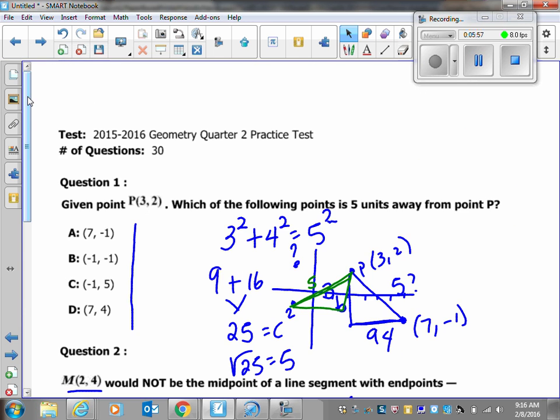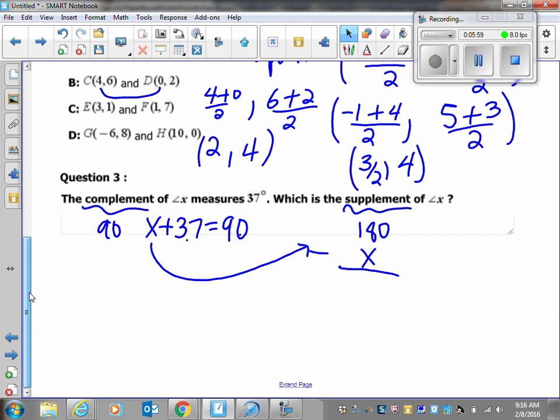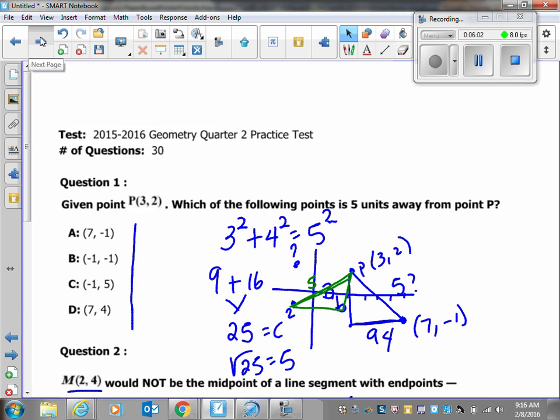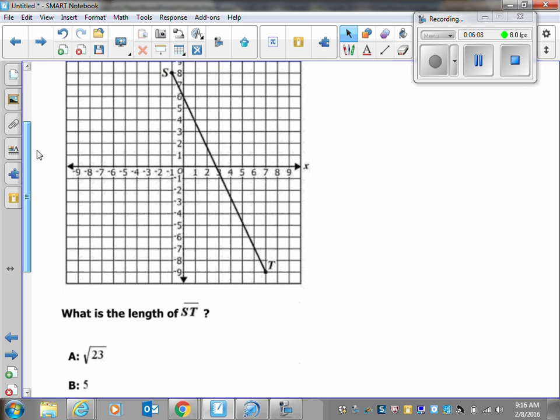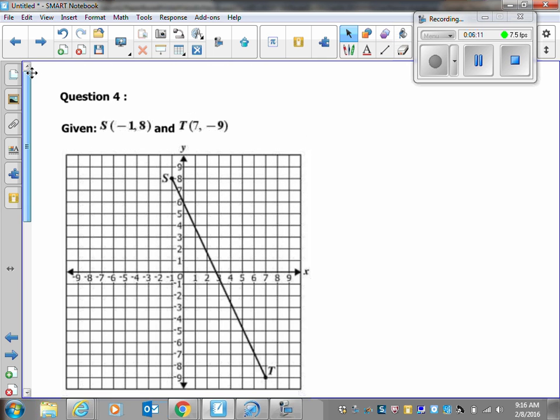Number 4, I guess there's multiple choice down here. No, I guess, all right, so you probably have a free response question then. All right, number 4, it says, what is the length of ST?